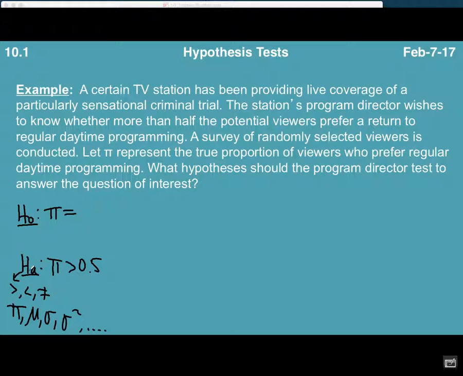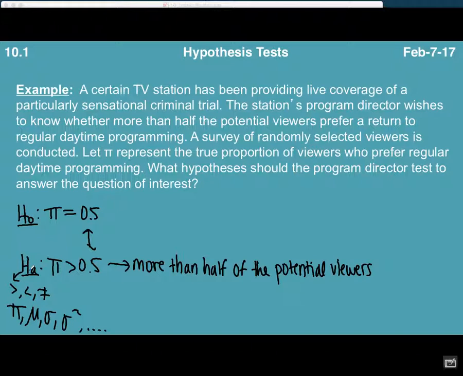Whatever the number is for HA, HO has to be the same number. So these are always going to be the same. So this is the null and the alternative in symbols. We're also going to say what that means in words. The alternative is easier to write in words, so we're going to write that one before the null. So if pi is greater than 0.5, that means more than half of the potential viewers prefer a return to regular daytime programming.